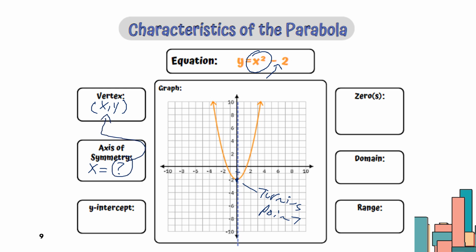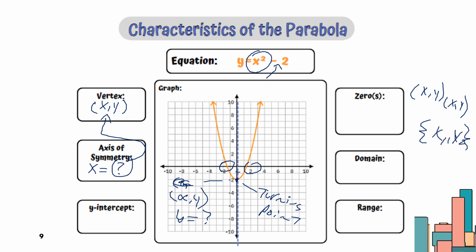Your y-intercept is where it crosses your y-axis. So you can either write it as xy or b equals. Either one's fine. Your 0 is where it crosses your y-axis. You can either write it as an ordered pair. In this case, you could have 2 ordered pairs, or you could put it into a bracket. It'd be x1, x2. Your domain is always going to be all real numbers.